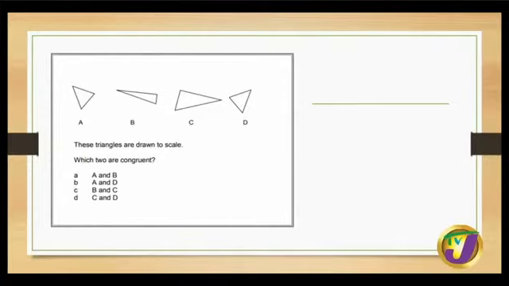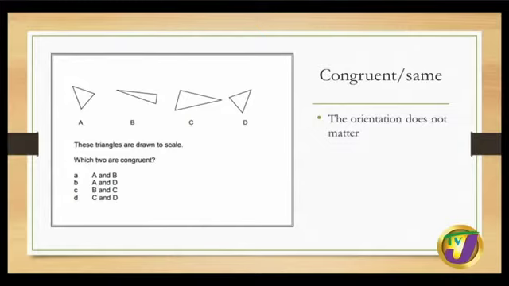Next question. These triangles are drawn to scale. Which two are congruent? Congruent means same. So we have triangles A, B, C, and D. Which two would you select to be the same? Excellent. This is an easy one. The orientation does not matter. As you can see, A may be turned a different way, and so is D. But pay attention to the dimensions. The dimensions of the triangle are what is important.